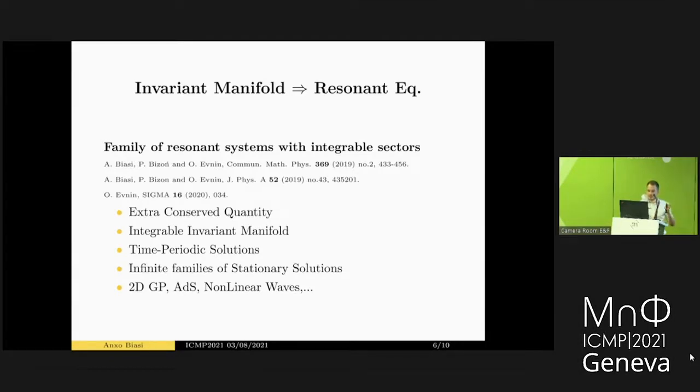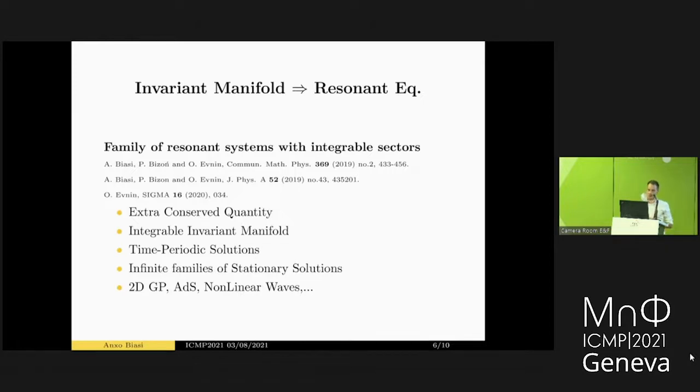After that, we found that different systems have this common property, this kind of, let's say, partial integrability or something like that. So we decided to go in the opposite direction. Instead of going from the physical system, from the PDE to the resonant equation, we decided to impose this condition, the invariant manifold, and we constructed all the resonant equations that have this special property, this special invariant manifold with integrable properties.